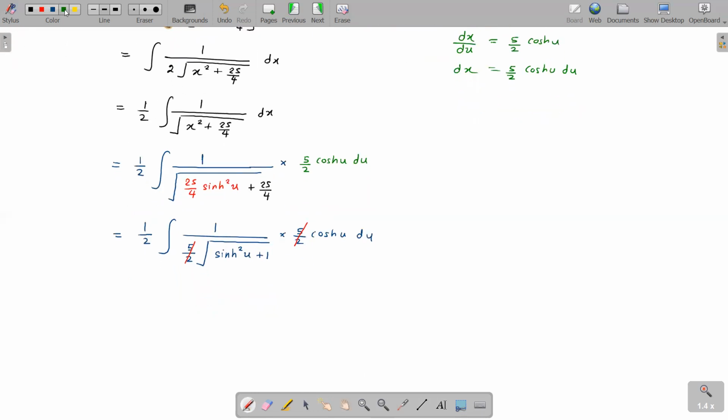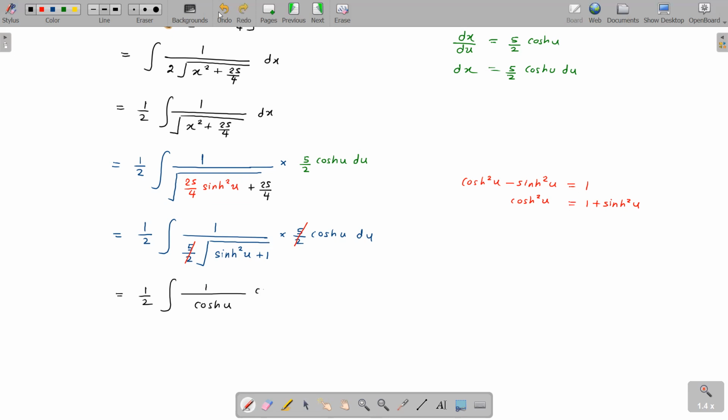What is sinh square u plus 1? We know our identity is cosh square u minus sinh square u is 1. This is the hyperbolic identity. So 1 plus sinh square u is cosh square u. So when we take the root of cosh square u, you get simply cosh u.